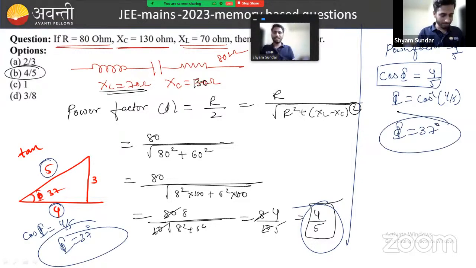Is it clear? Let me know in the chat box once. Is it clear, right? Hope it is clear. The answer is 4 by 5. Going further, if they ask, you can calculate it.